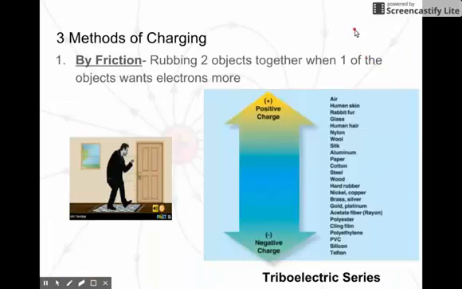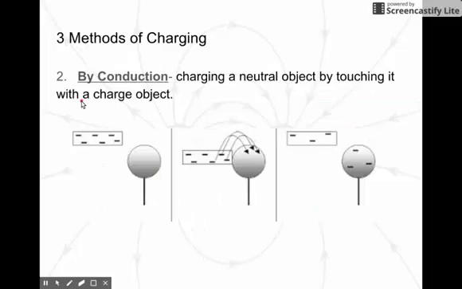So how do we get something to be charged? There are three different methods to charge an object. The first is by friction. You're rubbing two objects together. One of them becomes positive, one of them becomes negative. If you've ever taken a balloon and rubbed it in your hair, it becomes charged. Your hair becomes positive because it's losing electrons. The balloon becomes negative because it gains those extra electrons. So when you rub two surfaces together, you get that charging.